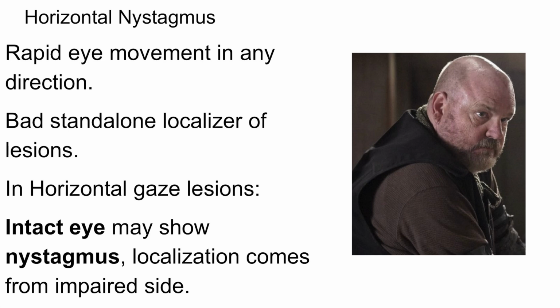So basically, nystagmus is when one eye starts to really jitter like crazy. It goes back and forth real fast. So in horizontal gaze lesions, the key idea is imbalance.